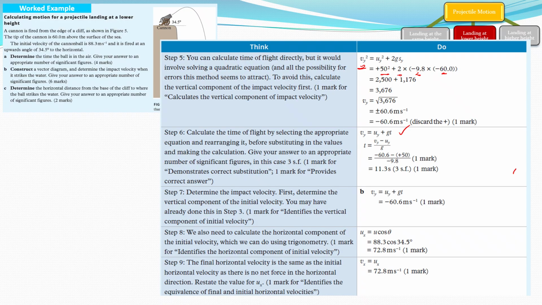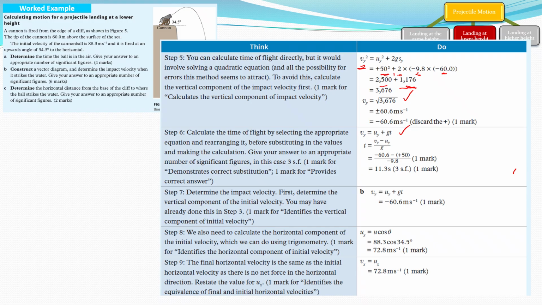Righto, so 50 squared is 2,500. Notice the plus sign is a separate term there, so you work that bit out. Add them together. Now that's giving you v squared. Get rid of the squared with a square root in there. The square root of that is 60. And obviously because it's a square root, it's plus or minus.